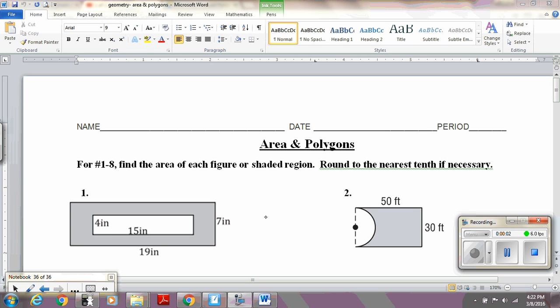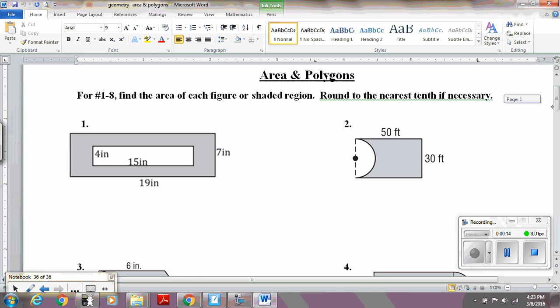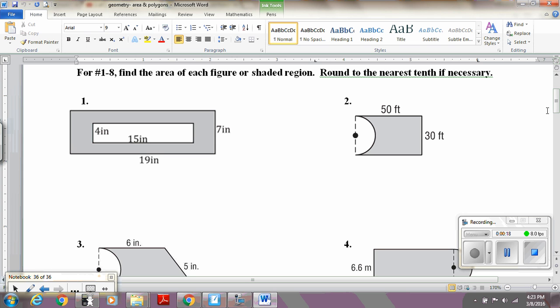Alrighty. So today in class we discussed how to find the area of composite figures or shaded regions. This is the assignment that went with that task. I will work with you on the odd problems and just use that to guide you on solving the evens.